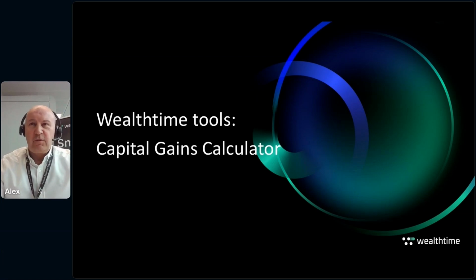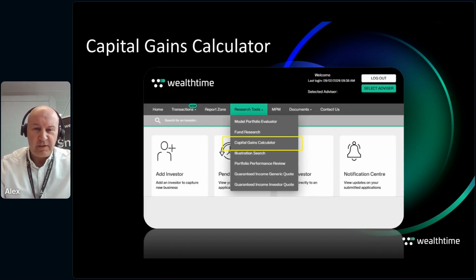So I'm just now going to talk about the capital gains calculator tool. Please note that the most important thing today is just to simply understand the basic process. And also, excuse the sample data. It's only there for illustration purposes. The capital gains calculator tool is located within Advisor Zone under the Research Tools heading via the drop-down menu.